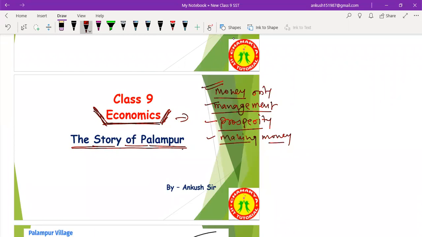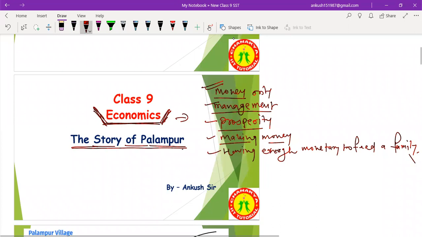Or having enough money to feed a family. What do you think? What is economics actually? See, economics is the study of management. Which management? Financial management. Yes.